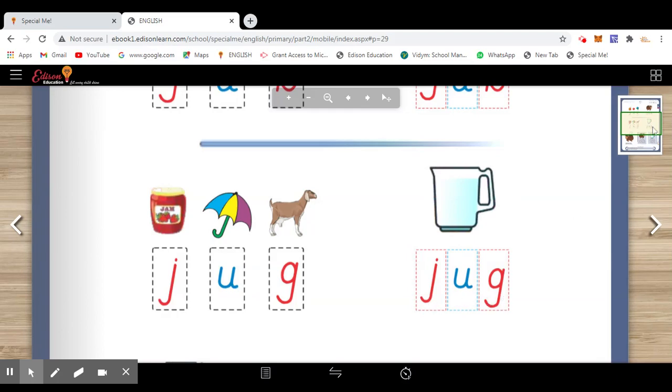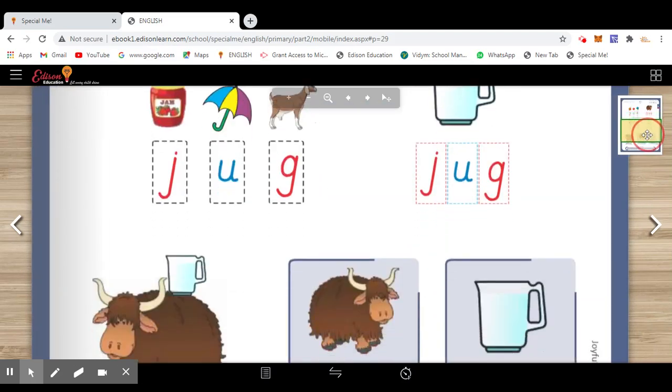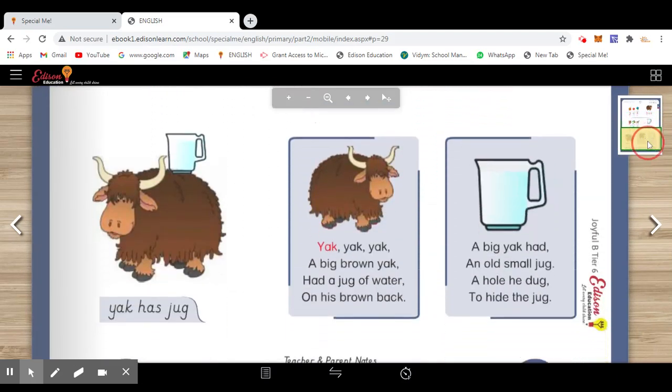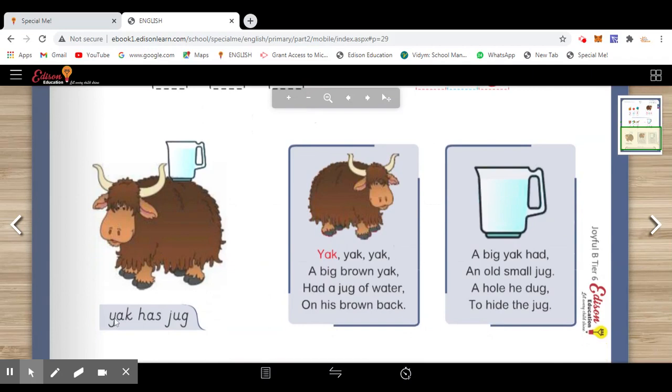Okay, students? Now look at this picture. Yak has jug. Y, A, K, yak, has J, U, G, jug. A big brown yak had a jug of water on his brown back. Okay, students? Is it clear to you?